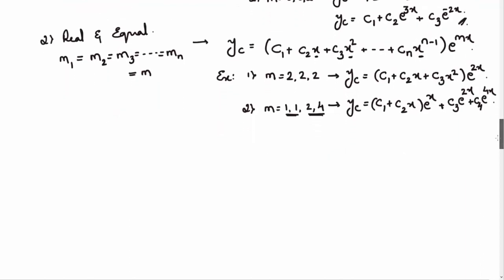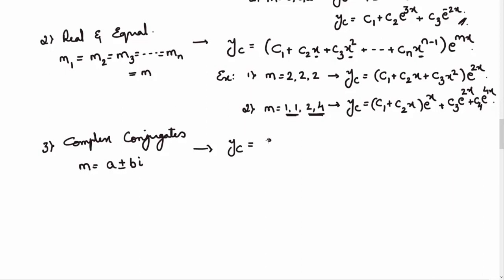Let's discuss the third one. If the roots are complex conjugates, they are of the form m is equal to a plus or minus bi. If we are having complex conjugates, as there are two roots, one with plus and another with minus, that is a plus bi, and the other root will be a minus bi. We'll be writing yc as e to the power ax into c1 cos bx plus c2 sin bx. So this is the value of yc.